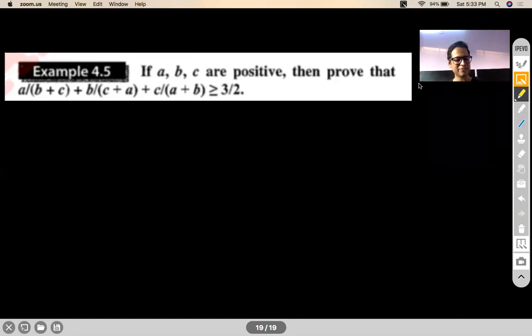Okay, Pranav got it. Very good, Pranav. I hope you have got it convincingly.